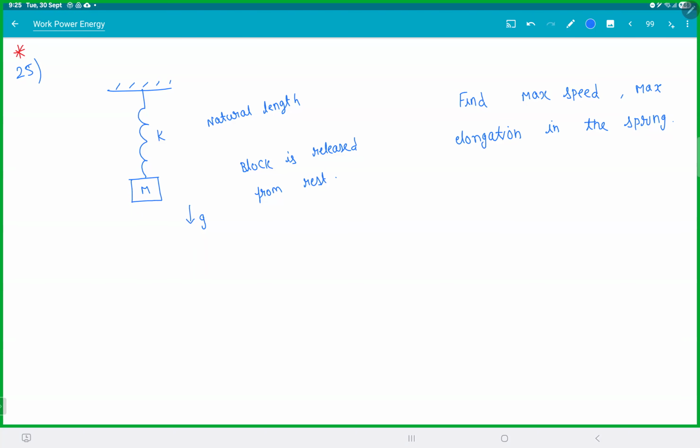Let's try to analyze the whole situation. Solving is actually easy once you understand what is happening. Listen to this. Initially a block M is here, and the spring is in natural length. This is state one. At this instant, since there is no elongation, kx will be 0, gravity will be mg. So this block will start falling with a is equal to g. Velocity is 0.